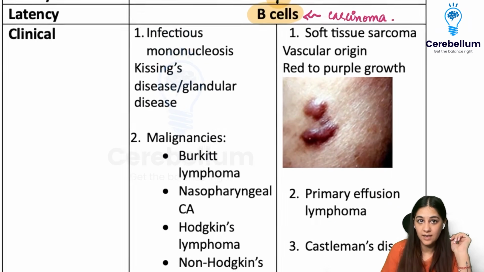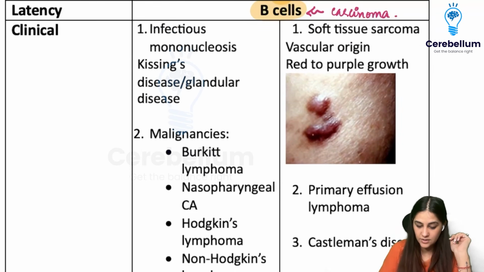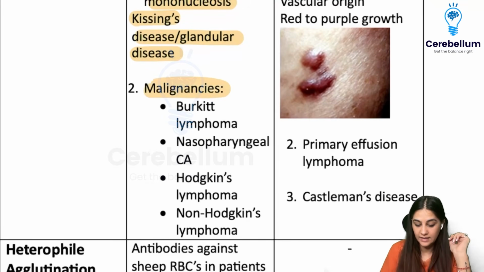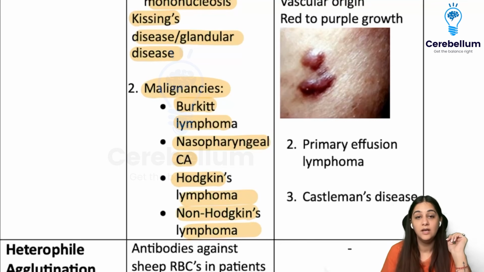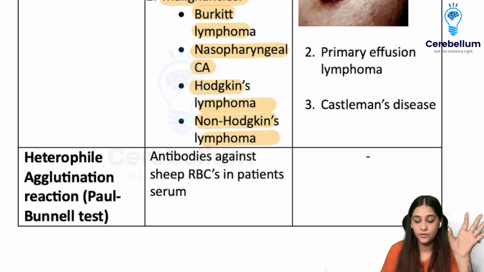Coming to Epstein-Barr virus, in clinical manifestations, it causes infectious mononucleosis. It causes the kissing disease or the glandular disease. Then it causes a lot of malignancies like Burkitt lymphoma, nasopharyngeal carcinoma, Hodgkin's lymphoma, non-Hodgkin's lymphoma. So these are all the different kinds of malignancies that Epstein-Barr virus can cause. It also shows us the heterophile agglutination test, which is called the Paul Bunnell test. So Paul Bunnell test is done for which virus?